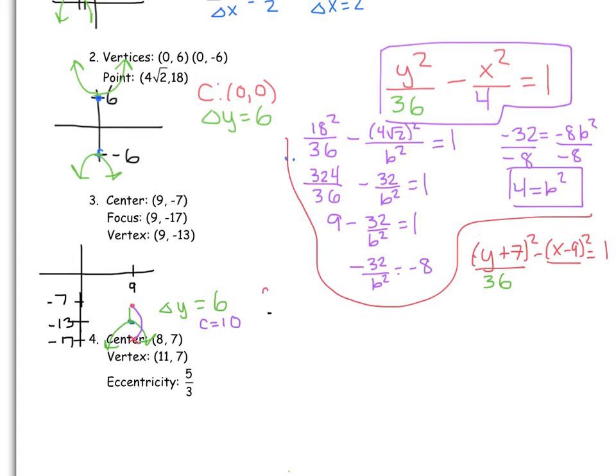So then I'm going to do c squared is a squared plus b squared. 10 squared is, since delta y is first, that's a, so 36 plus b squared. 100 minus 36 leaves me with 64 for b squared. So underneath x, I'm going to plug in 64.